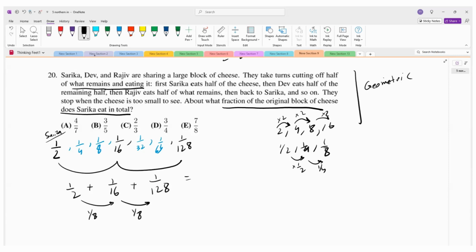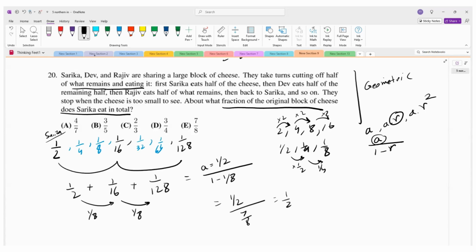So essentially, if you recall the sum of an infinite geometric sequence with a as the first term, and a times r squared being the other terms, where r is the common ratio, the sum is a over 1 minus r, right? So a is the first term. Here the first term is half, and then 1 minus r becomes 1 minus 1/8. So this is half divided by 7/8. We flip and multiply in case you get confused. So 2, 4. We get 4/7 of the cheese is what Sarika ends up eating, right?